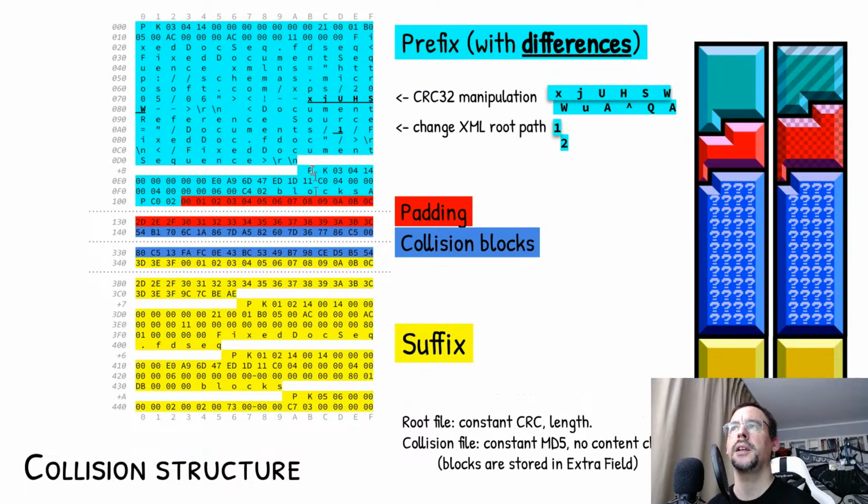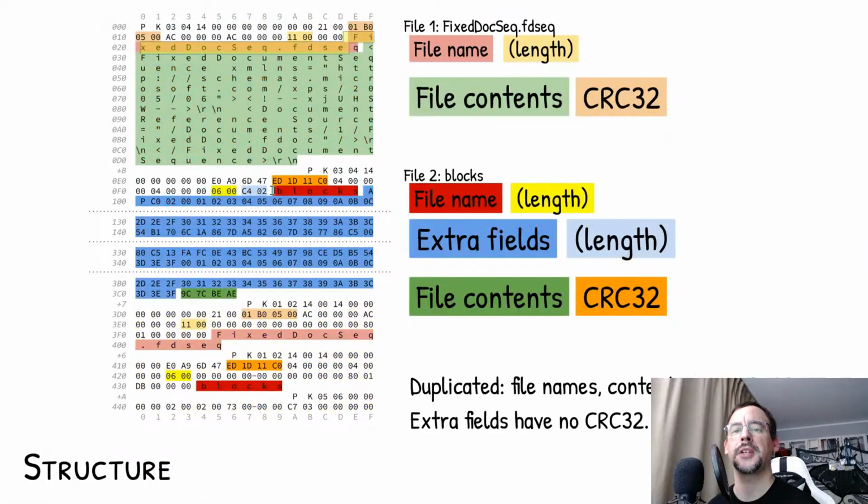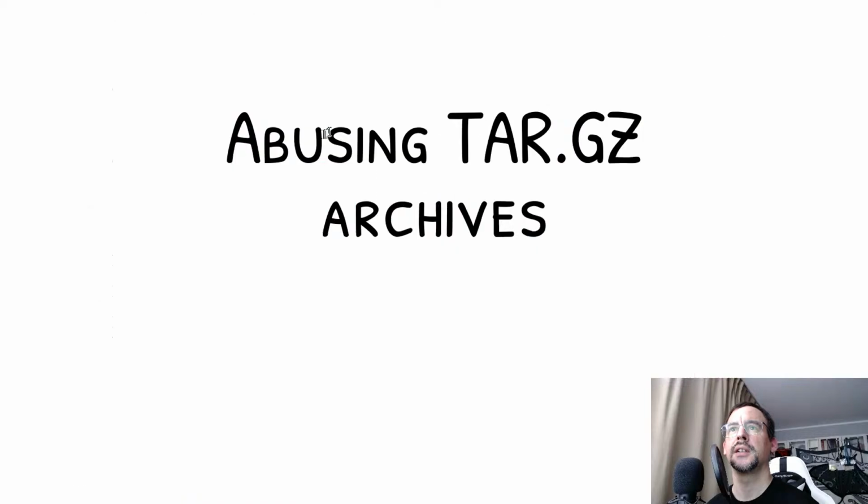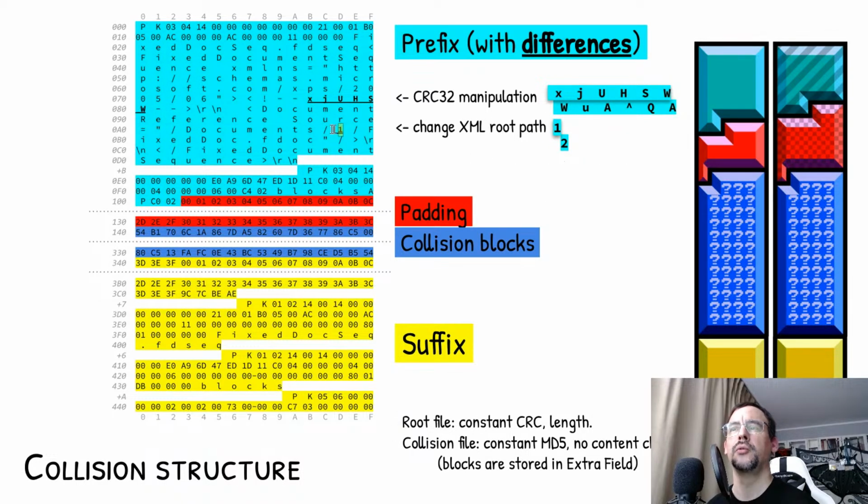And now, from a collision perspective, here is the prefix with the whole first local file header with the document, with tiny differences of the XML root path changing to 1 or 2, and then there is the CRC32 manipulation to make sure that these two files have the same CRC. And then there is the padding, then the collision blocks, and after the first local file header, there is a second local file header for the empty block file, and the collision blocks are in the extra field. And the suffix is whatever you want to append afterwards. You can make it a valid zip, of course. That's the goal.